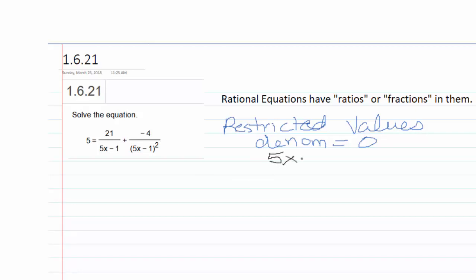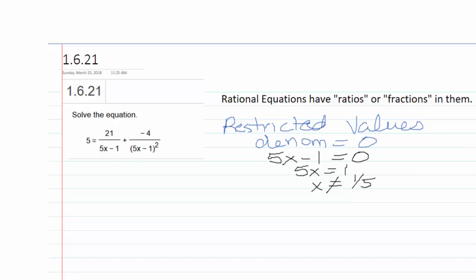So in this case, we have two denominators, but each of them has a factor of 5x minus 1, or 5x minus 1 to a power. So the only way we would get a 0 denominator is if 5x minus 1 were 0. Adding 1 to the other side, we have 5x equals 1, or x is 1/5, is the one real number that we know is not a solution to this equation.